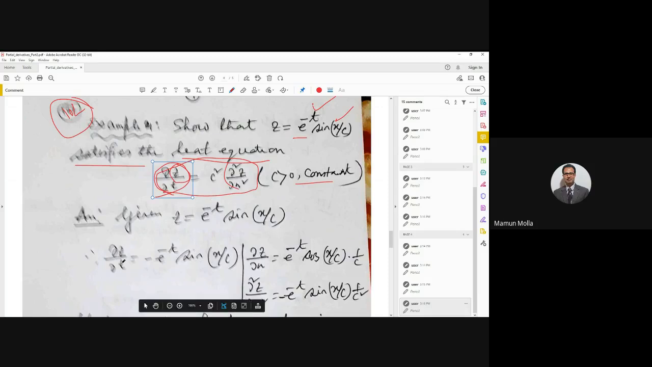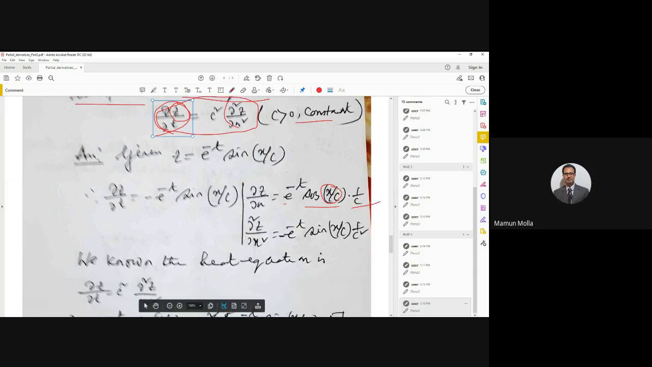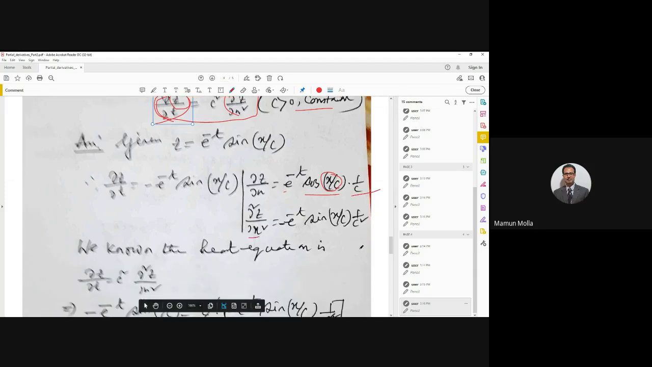Okay, del z del t is minus e to the power minus t sin x by c. But on the right hand side, you need the derivative of z with respect to x twice. Del z del x: this part is a constant, there is a sine, you will get cos x by c, but again you have to do the derivative. This part x, you will get 1 by c. Again this portion we are getting 1 by c square.